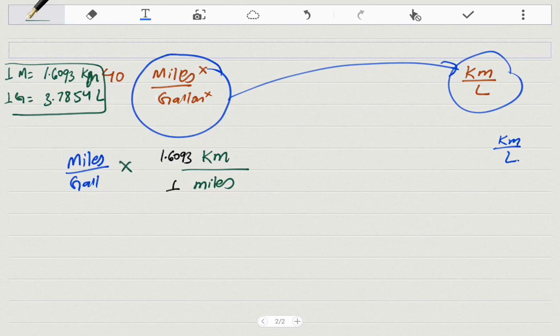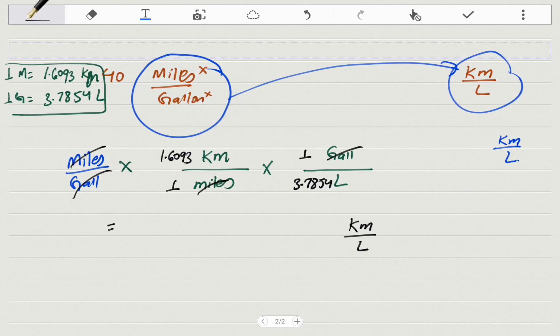Let's go back. You want to get rid of gallon. The only way to get rid of gallon that's on the bottom is by introducing gallon on the top. We want to introduce liter, so liter. Now we need the relationship between gallon and liter, because you can't just multiply by gallon and divide by liter, right? What you can do is 1 gallon is equal to 3.7854 liter. Well, now you're done, because miles and miles can go away, gallon and gallon can go away. You have remaining kilometer per liter. That's exactly what you wanted, kilometer per liter.